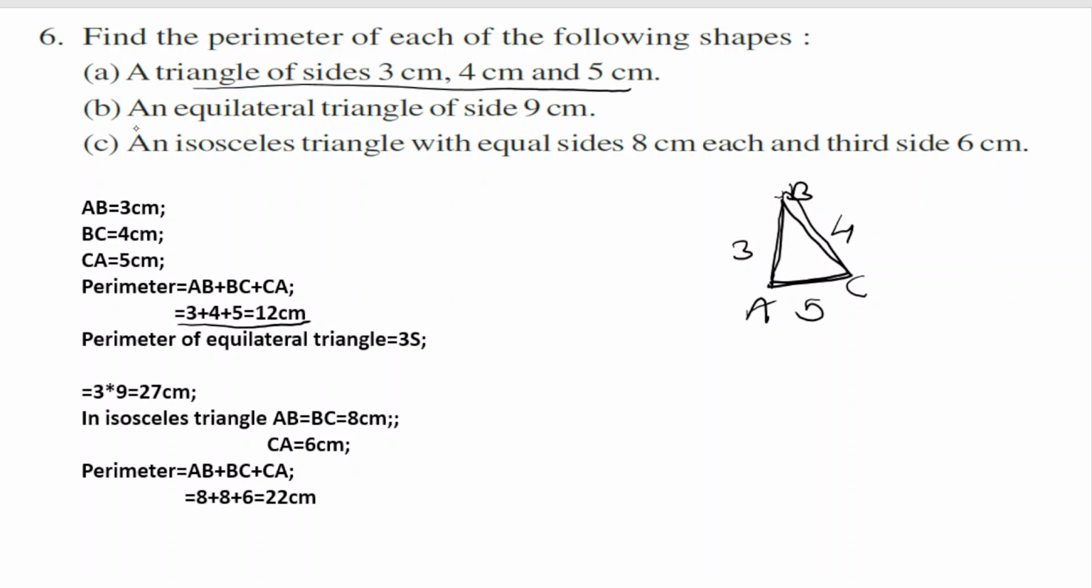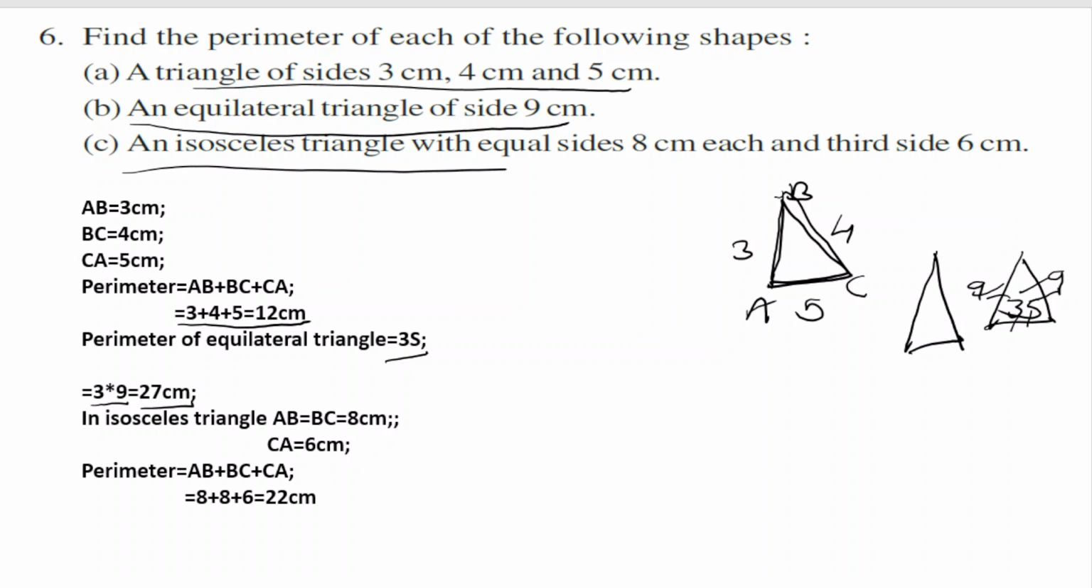And coming to the next one, an equilateral triangle of side 9 centimeters. Suppose this is an equilateral triangle. You know that in an equilateral triangle all the sides are equal, and each side is given as 9 centimeters. You know that the perimeter of an equilateral triangle is 3s. So substitute the value of s. Here 3 into 9 is nothing but 27 centimeters.